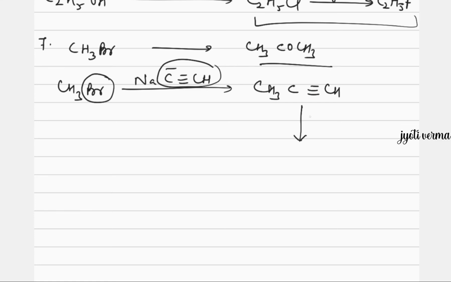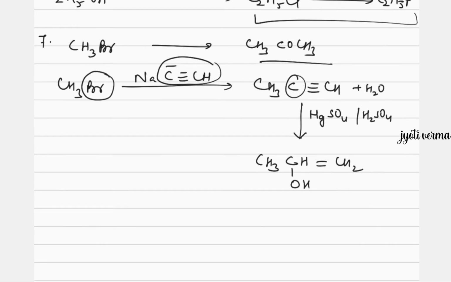Now when we do its acidic hydration, in presence of HgSO4, H2SO4, then Markovnikov's addition will take place and we'll get the compound, that is CH3CHOH double bond CH2. OH will go to that carbon of the multiple bond where there is minimum number of hydrogen atoms. That is why OH is going to this carbon and we got this compound.